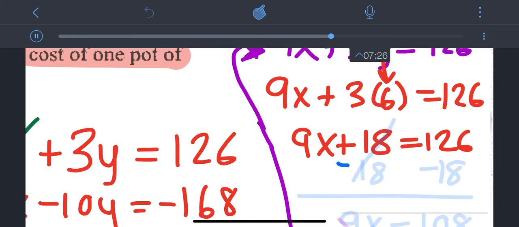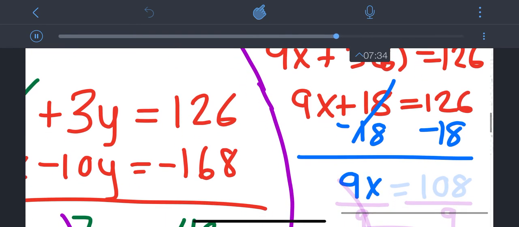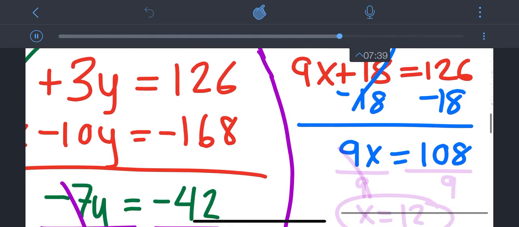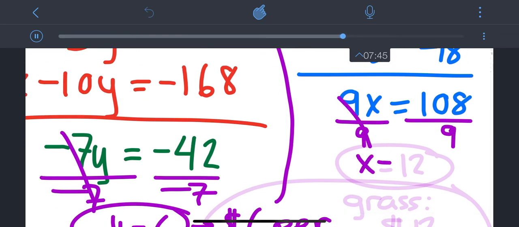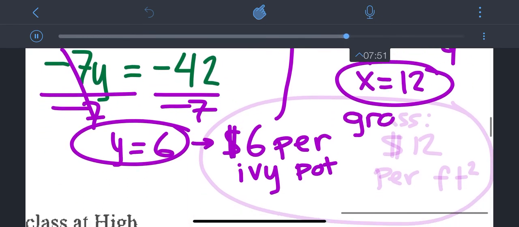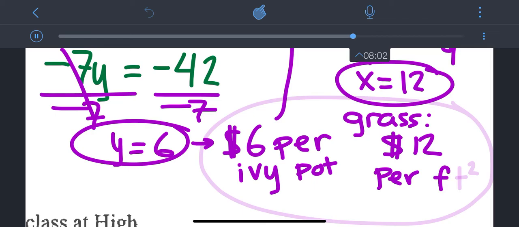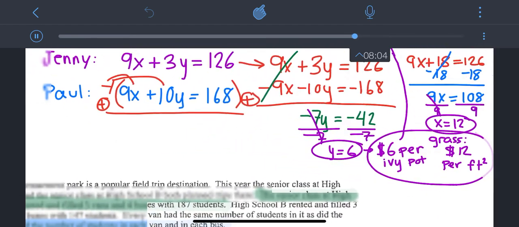We will now subtract 18 from both sides, and we get 9x equals 108. And then last step, divide by 9 on both sides. X equals 12, which means grass is $12 per square foot. Okay, and that's our answer.